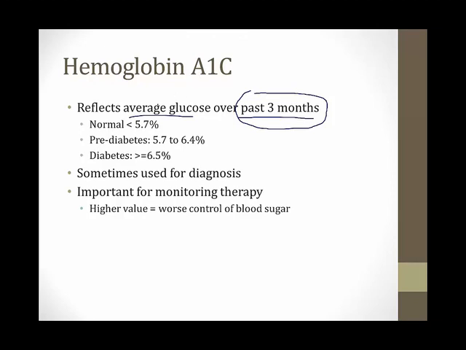A normal value for A1C is less than 5.7%. Prediabetes is 5.7 to 6.4, and anything greater than or equal to 6.5% suggests diabetes. This is sometimes used for diagnosis, although it's much more important for monitoring therapy. You will measure the A1C in patients who are diabetic, and if the value comes back high, this means they have poor control of their blood sugar and you need to adjust their medications.